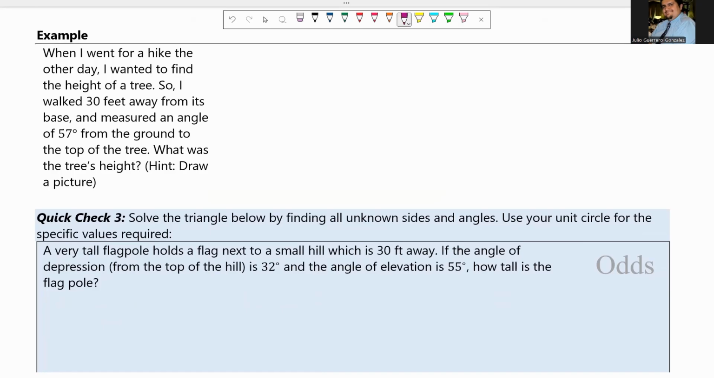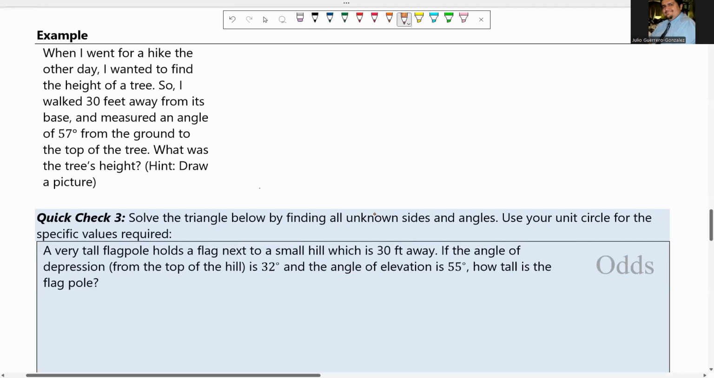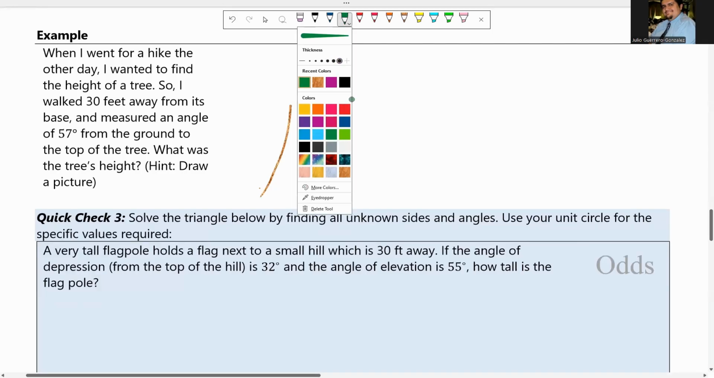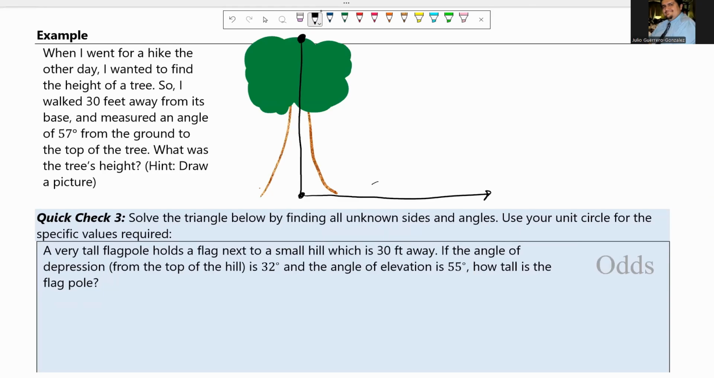Okay, and the hint that I give, and this is probably the hint that any science class is going to give you as well, is to draw a picture, right? So I'm going to draw my picture. Here's my tree, right? There's my tree. To the top of the tree is what I want to measure. I want to measure this. And what I did was from the base, I walked out 30 feet.